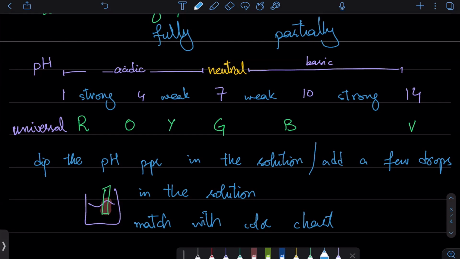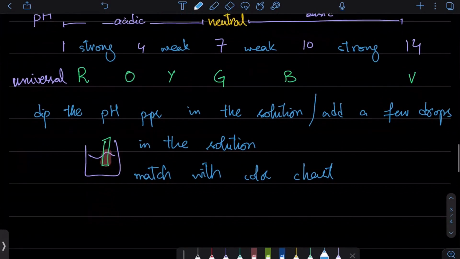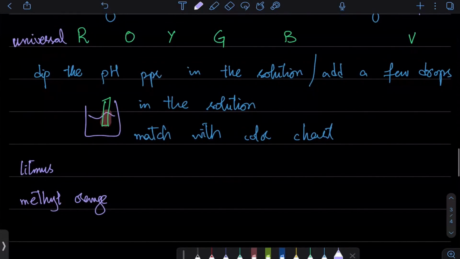So what are the other indicators for? There are plenty of other indicators. There is the litmus. There is the methyl orange. There is the bromothymol blue.